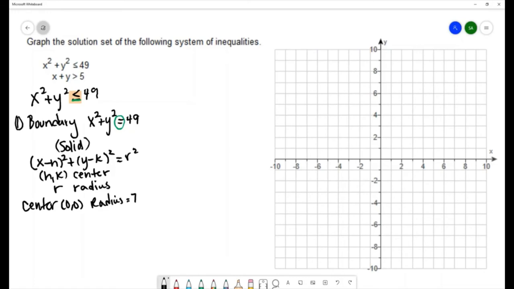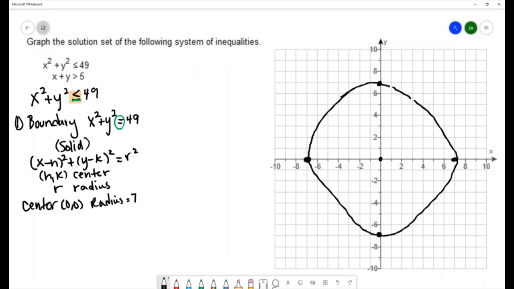So we're going to draw that boundary by plotting the center of the circle. The radius is defined to be the distance between the center and the points on the circle. So I'm going to go from the center and count 7 units away to the right, 7 units down from that center, 7 units to the left from that center, and 7 units above from that center. And then we'll sketch this circle by connecting those points. That gives me the points that have a distance of 7 from the center.